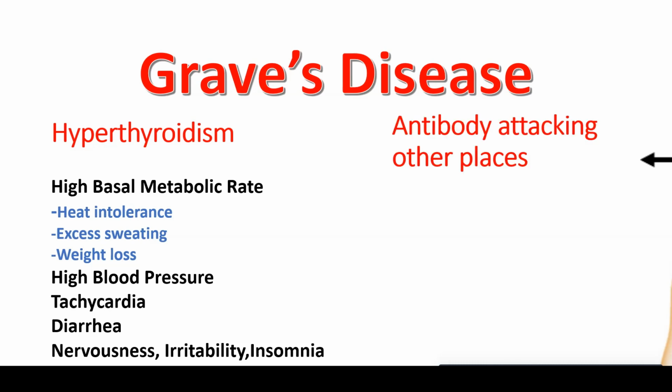Now, if the antibody attacks other places, I already discussed the bulging eyes. It's called exophthalmos. But your antibodies can also attack the skin near your tibia, very characteristically around the tibia. So that's called pretibial myxedema.